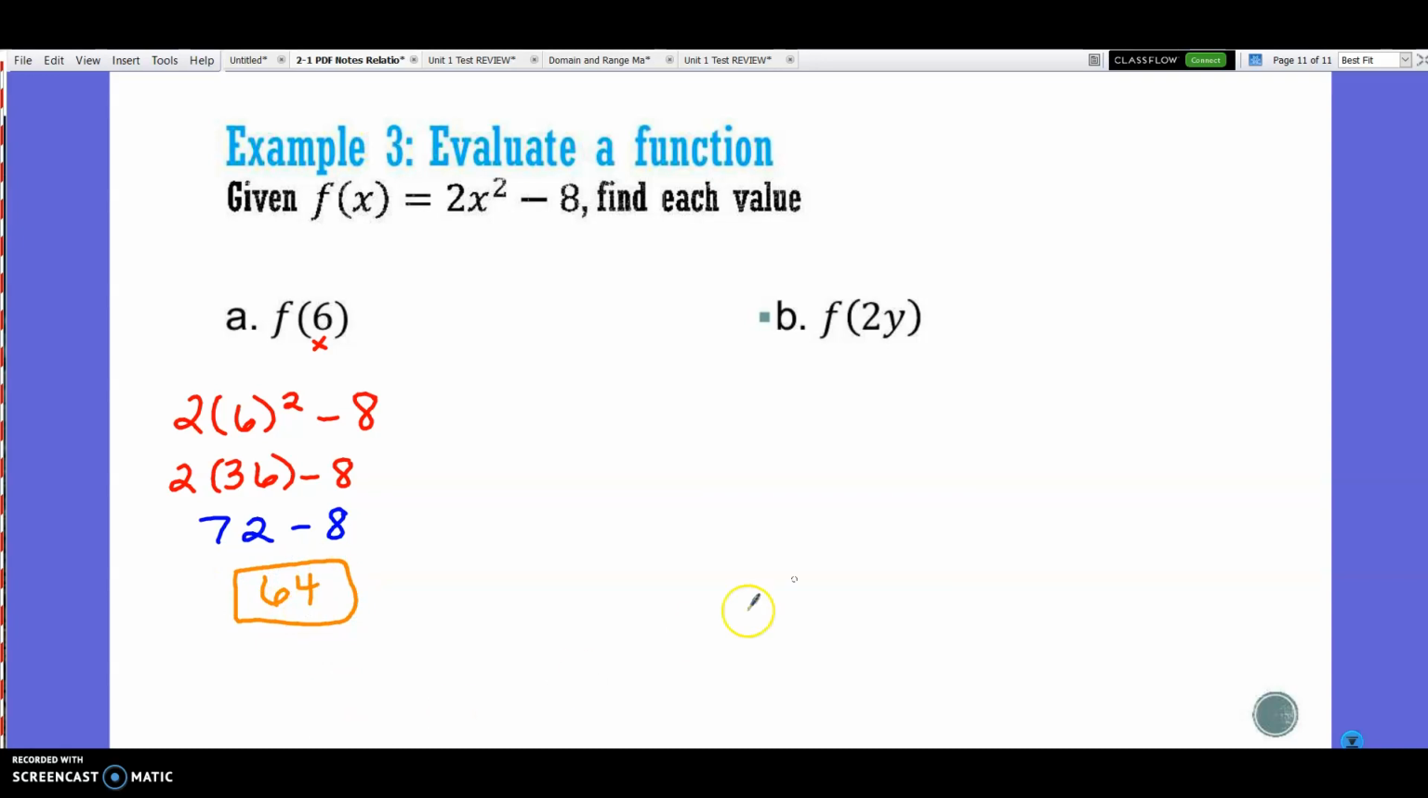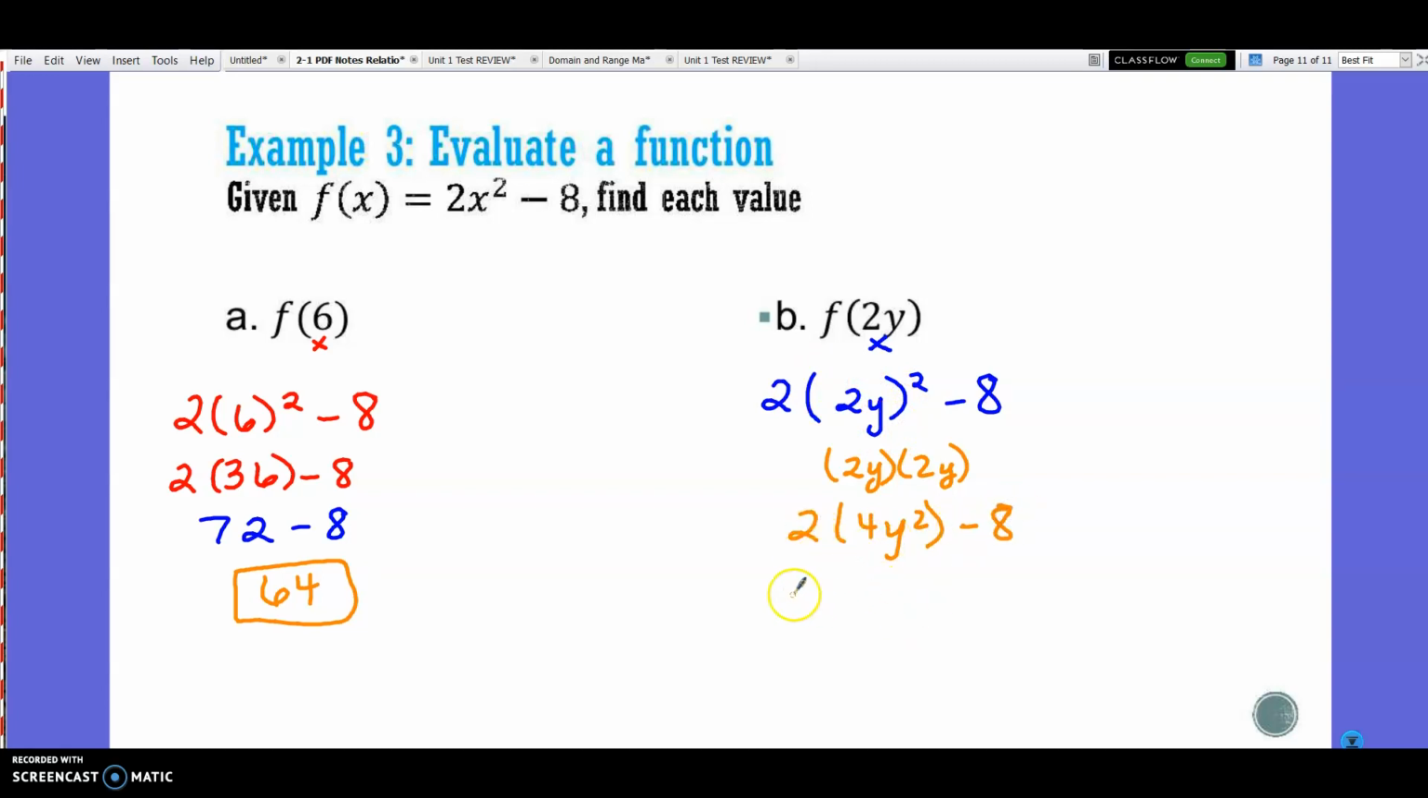Okay? And then here, now we're going to do the same thing. We're going to plug in 2y instead for the x. So 2 times (2y) squared minus 8. So PEMDAS, I'm going to square 2y. What that means is we're going to take 2y and multiply it with another 2y. So that's really 4y squared. Where a lot of people mess up is they only square the y instead of squaring the whole thing, 2y. So do square the entire thing. That's why it's in parentheses. So it's 4y squared and then minus 8.